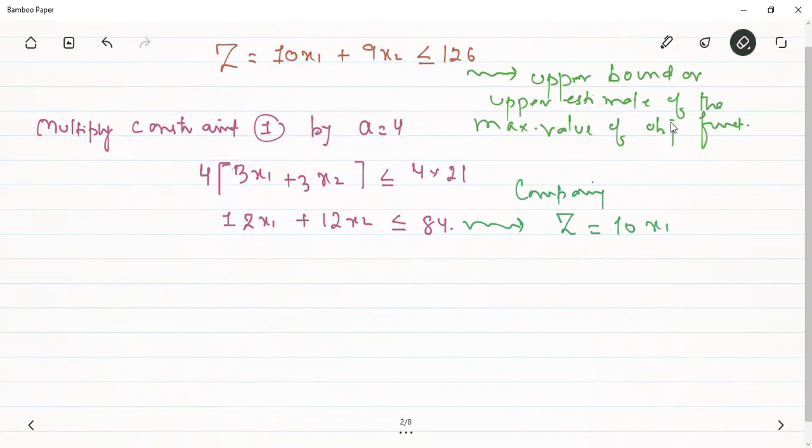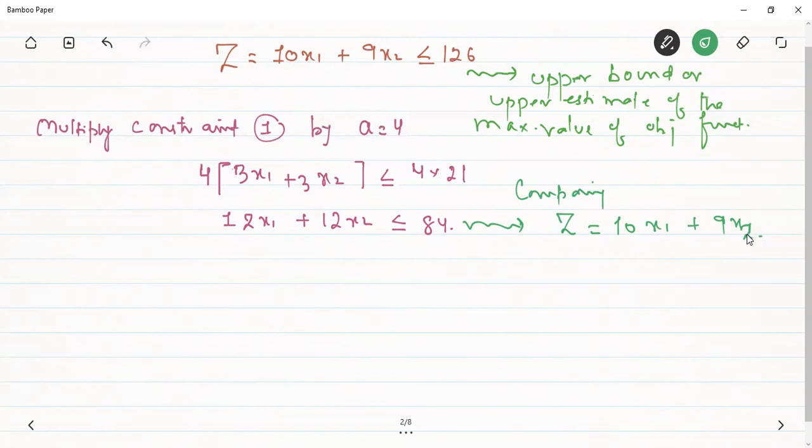Again, what can we conclude here is 12x1 plus 12x2 is greater than 10x1 plus 9x2. See the coefficient of x1, it is 10, but here the coefficient of x1 is 12. Here the coefficient of x2 is 12, and here the coefficient of x2 is 9. Therefore, again, this inequality is greater than our objective function.